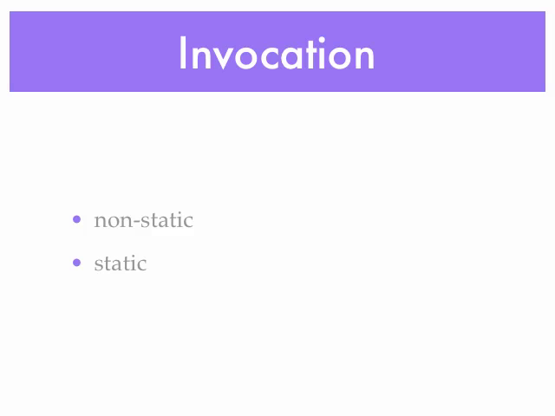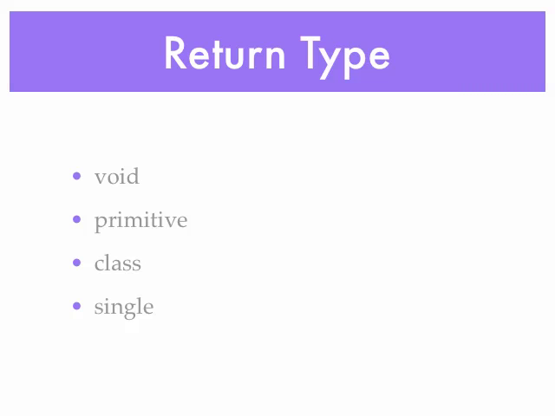Now, a static method may be called simply by using the name of the class in which it resides and then the name of the method. A static method does not need an instance of the class to call it. A static method must be explicitly declared to be static. Return type may be void, primitive, or class, but is always one item.